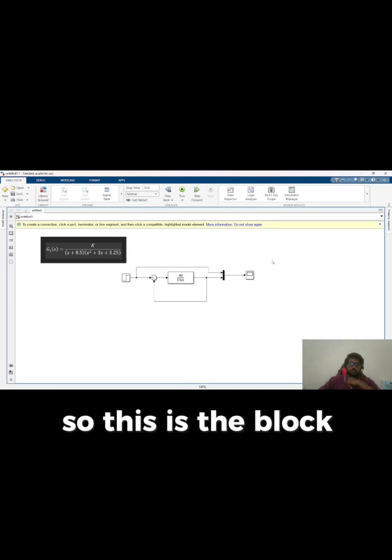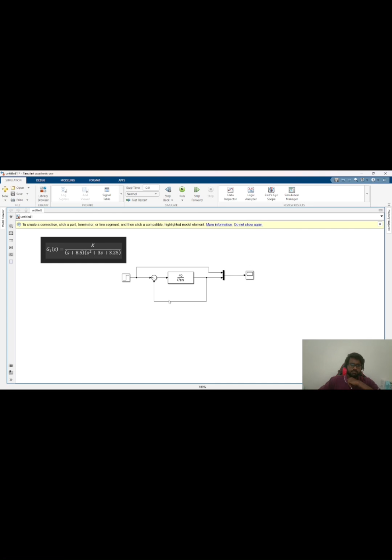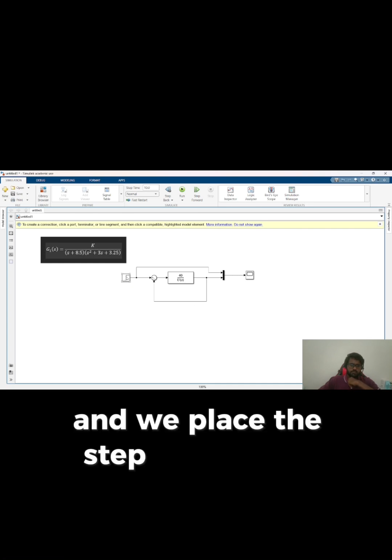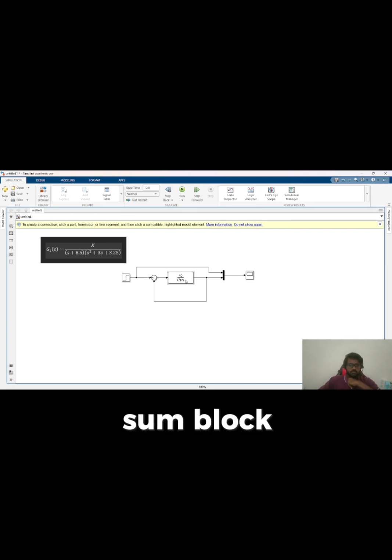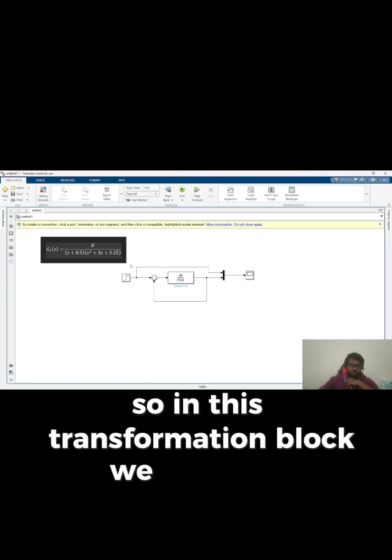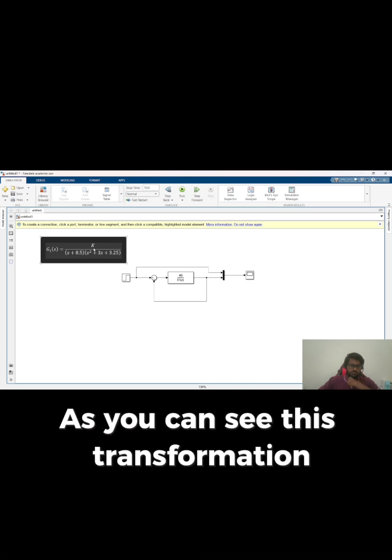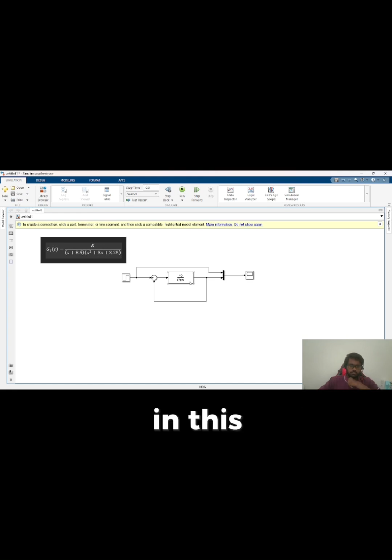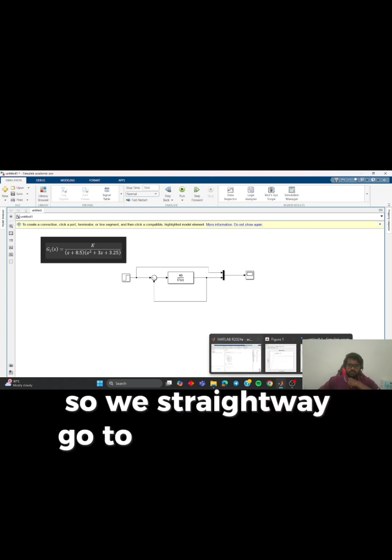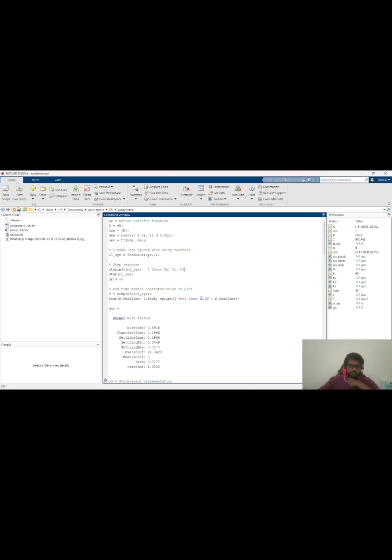This is the block diagram for our simulation assignment, and we place the step input block, sum block, transfer function block, mux, and the scope block. In this transfer function block we place this transfer function, as you can see. So we straightaway go to our comment section.